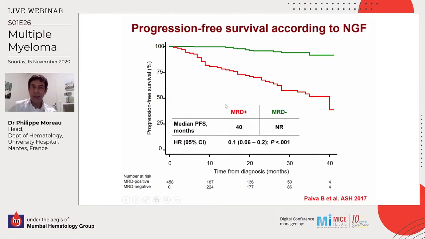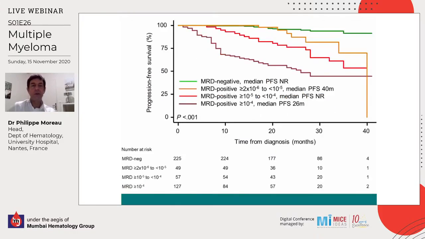When you are looking at PFS according to flow cytometry, the most recent one, with the threshold of 10 to the minus 5 or 10 to the minus 6, in fact, MRD-negative patients have a better outcome. So those data are confirming the French results, with a better threshold, 10 to the minus 5 or 10 to the minus 6, in the setting of VRD, stem cell transplantation, and consolidation.